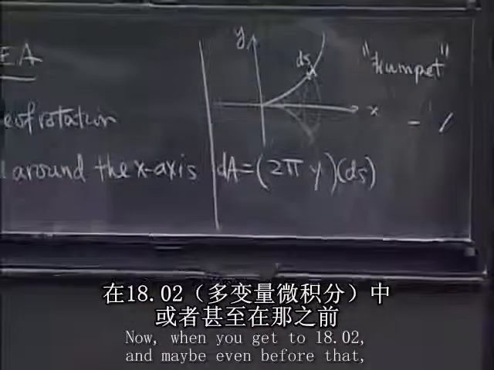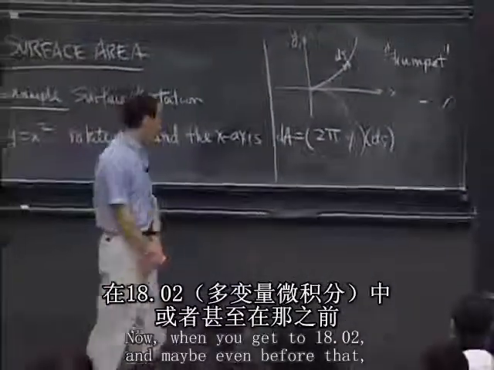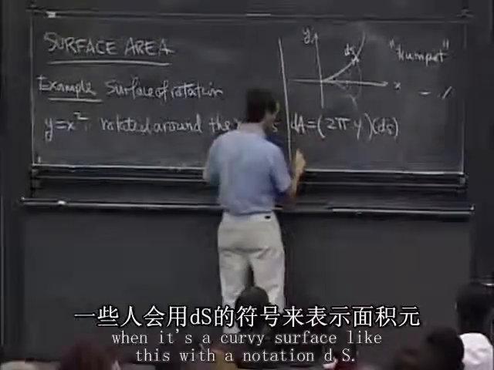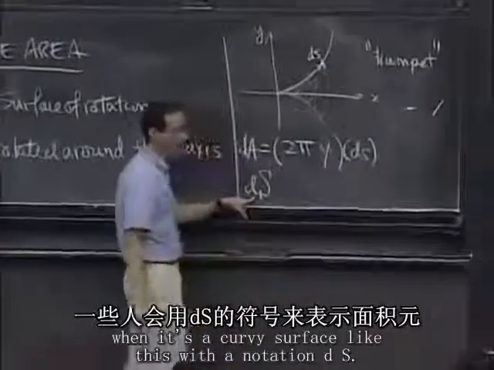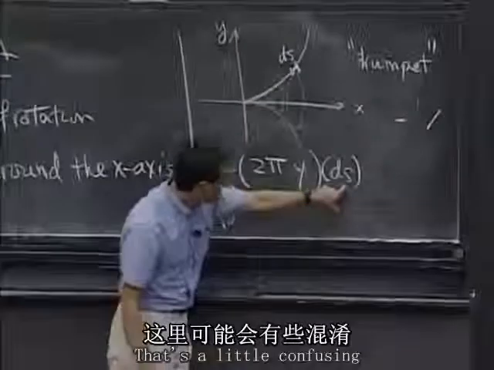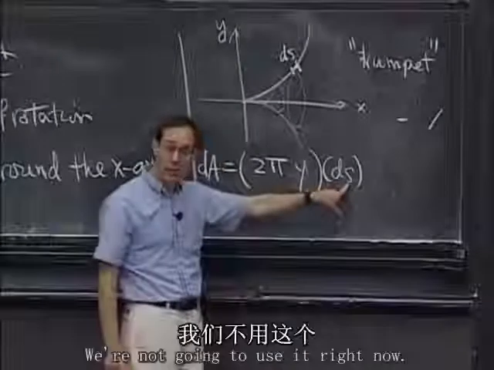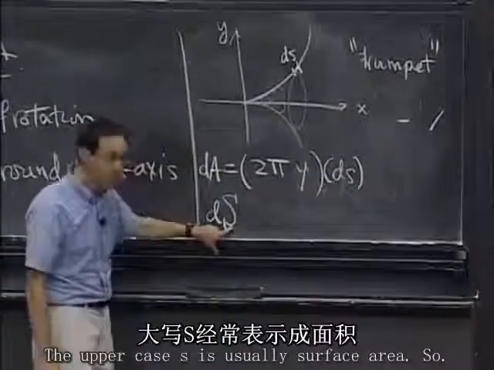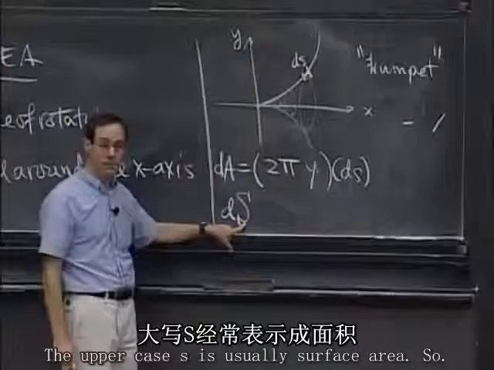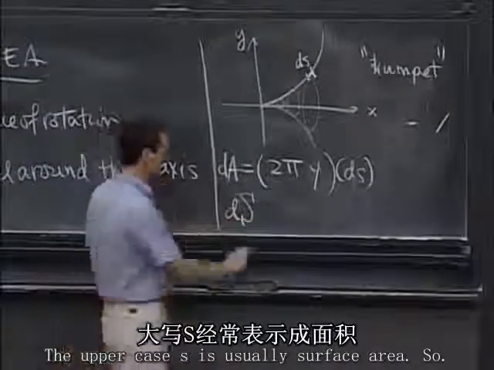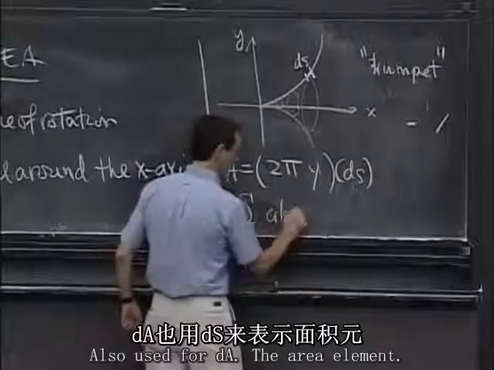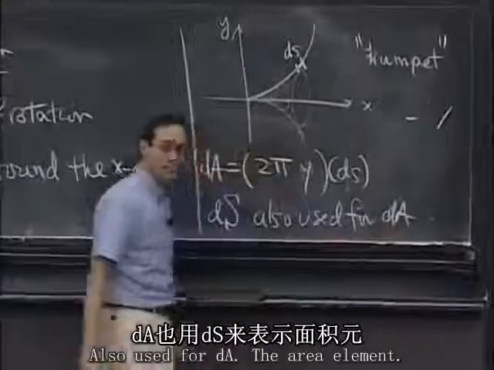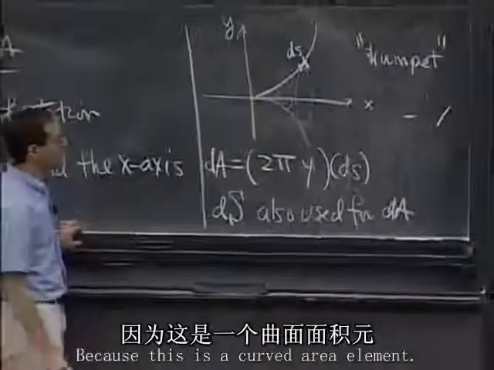Now, when you get to 18.02, and maybe even before that, you'll also see some people referring to this area element, when it's a curvy surface like this, with the notation dS, uppercase S. That's a little confusing because we have a lowercase s here. We're not going to use it right now, but the lowercase s is usually arc length. The uppercase S is usually surface area. So it's also used for dA, right, the area element. But this is a curved area element.